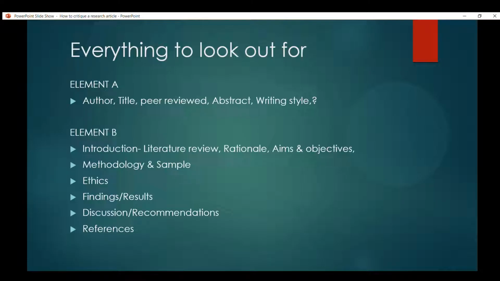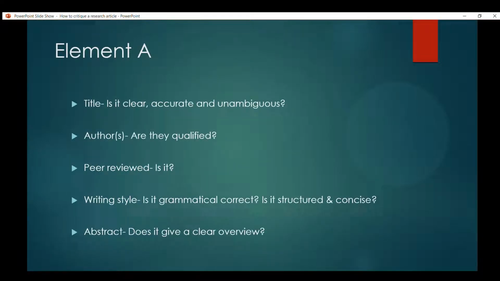So therefore, we're going to group it into these two elements, and then I'm going to tell you what to look out for under each subtitle that will help you critique that article. So for element A, you have the title. The title of the paper in question, is it clear? Is it accurate? Is it unambiguous?